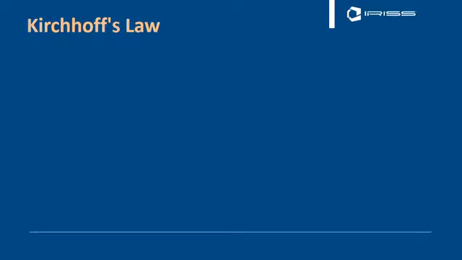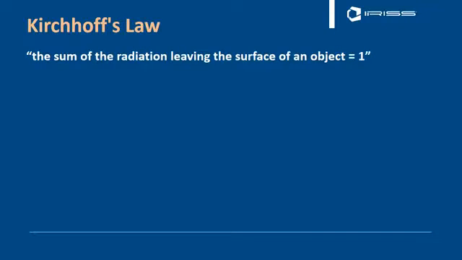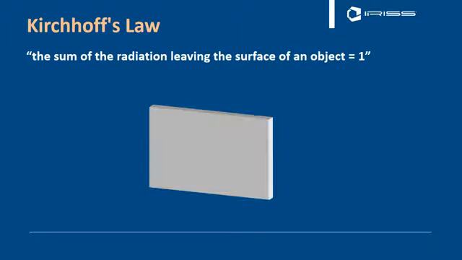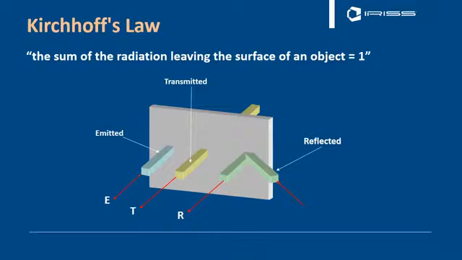So looking at some infrared science, we have something called Kirchhoff's law. What Kirchhoff's law says, basically, is that the sum of all the radiation leaving the surface of an object is equal to 1. That means the emitted radiation, the transmitted radiation, and the reflected radiation will all equal 1. So that's an important thing to understand.